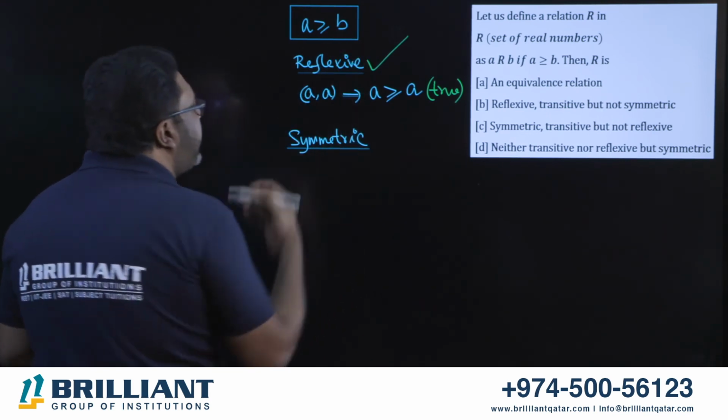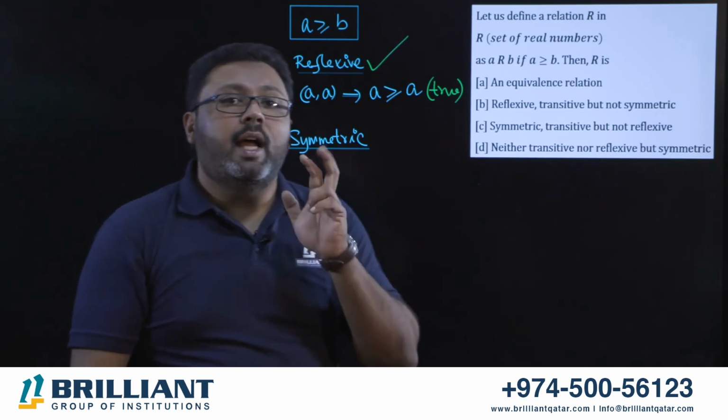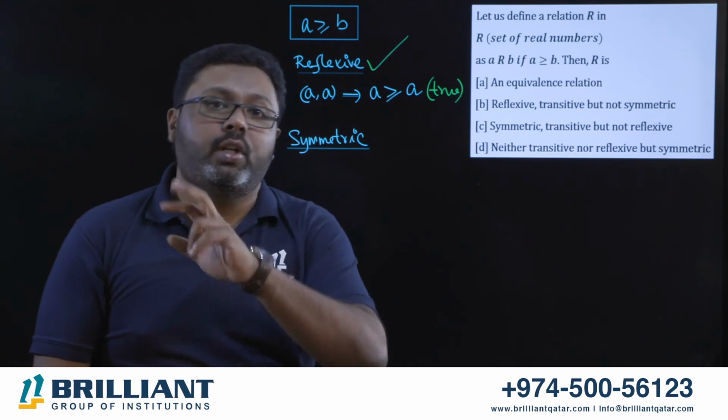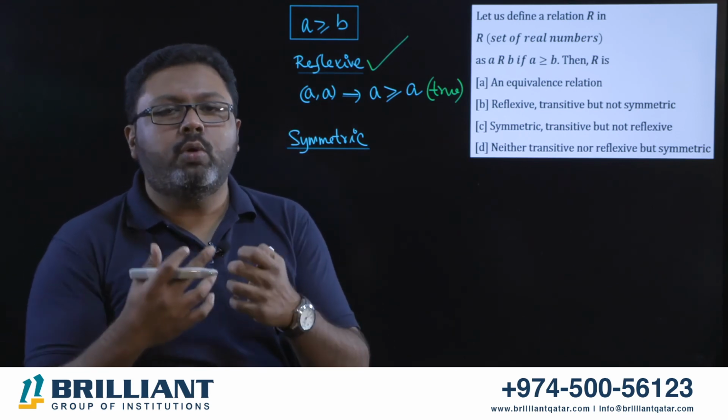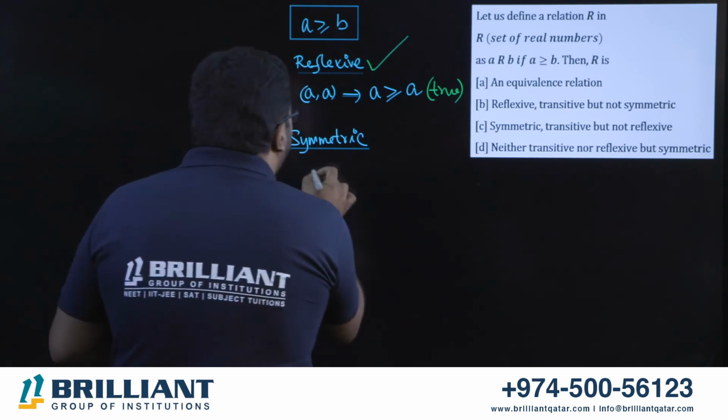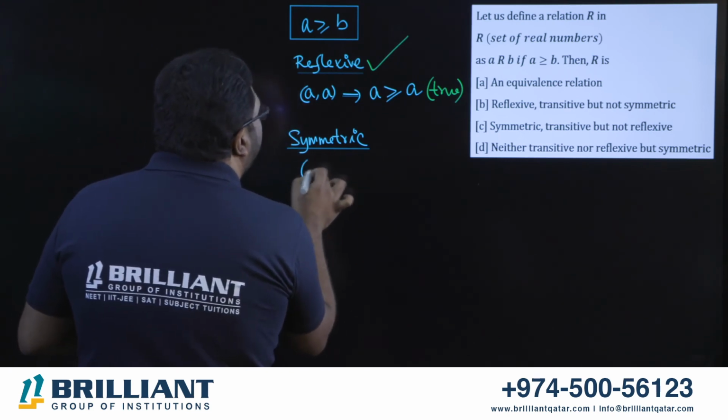So reflexive you can check directly, but whenever I say symmetric, I said not to check whether it is symmetric. I said to check which is not symmetric. If it is not going to be proved to be not symmetric, it is symmetric, right? Yes. So what is the condition now?